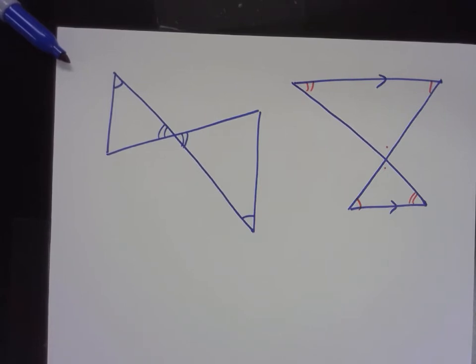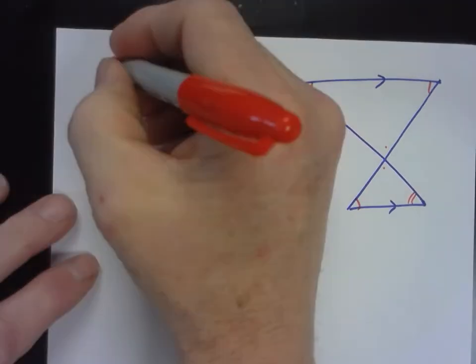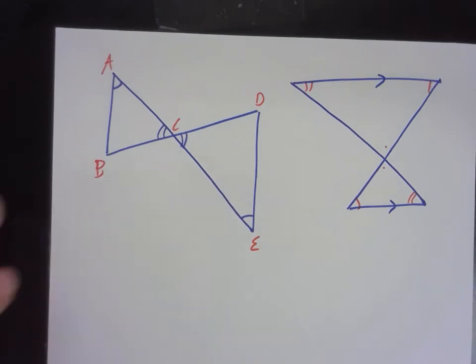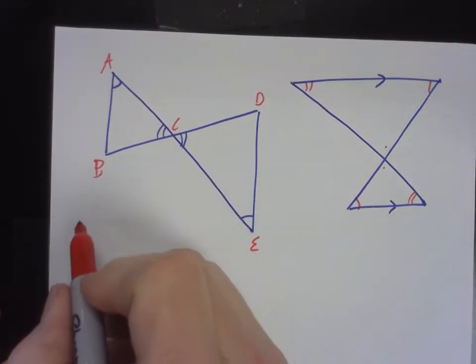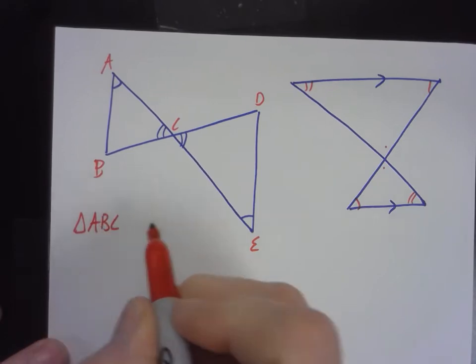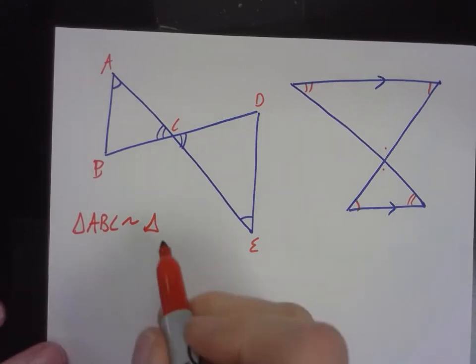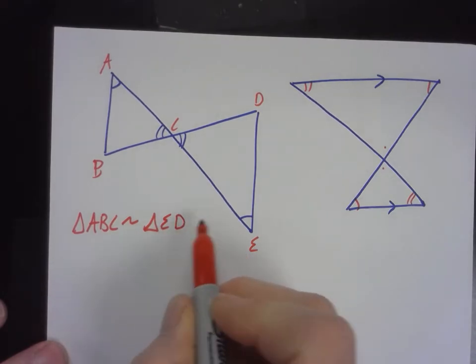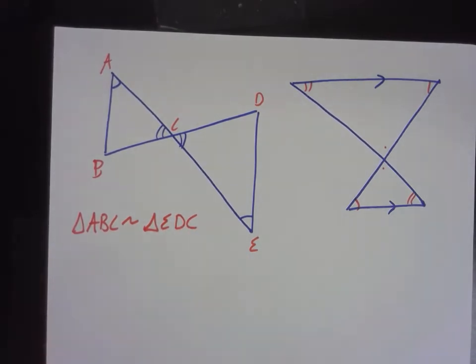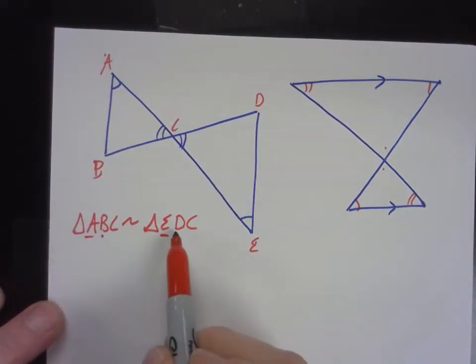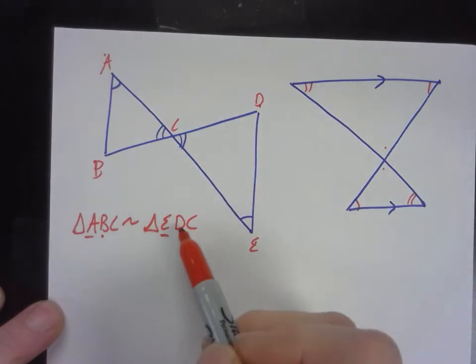Okay. Writing a similarity statement. If I'm going to write a similarity statement, if I say triangle ABC is similar to a triangle, which triangle is ABC similar to? E, D, then C? Yeah. So we have to name the angles in the corresponding angles, and ones that are congruent. So angle A and angle E, they're congruent, right? Angle B and angle D, are they congruent? And then, of course, angle C is congruent to angle C.